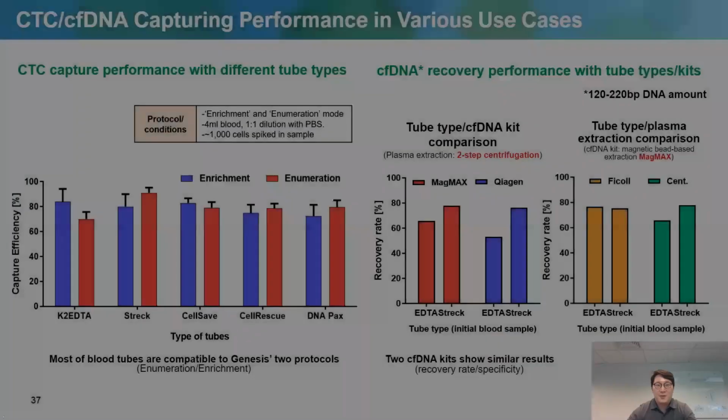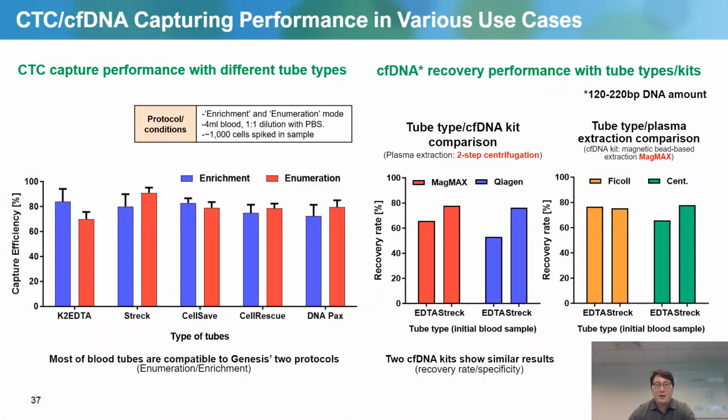In order to evaluate how our system and workflow are compatible with different use cases, such as sample collection type, plasma extraction method, and cfDNA extraction kit choices, we first evaluated CTC capturing performance with 5 different sample collection tubes. As you can see here, most of the blood collection tubes on the market are compatible with the workflow. The Genesis system offers enrichment and enumeration, with marginal difference from one another.